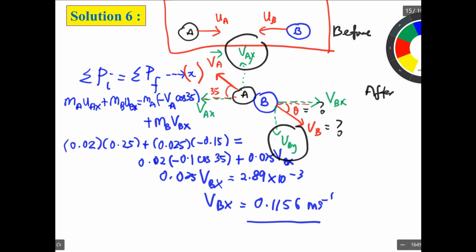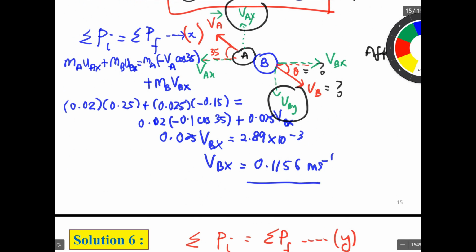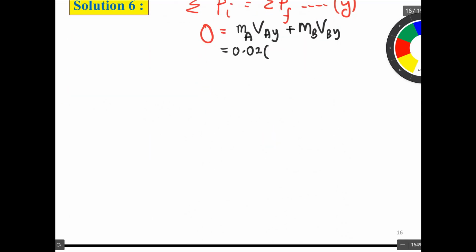Okay, so bila ada, so kita kena letak lah. Okay. M mass A VAY plus mass B VBY. Okay, so is equal to, mass A kita adalah 0.02 darab dengan AY, direction ke mana? Upward. Nampak? AY kita upward, ke atas. So, positif. So, 0.1 sin 35 plus MB kita 0.025 darab dengan VBY. Tak payah letak cos ke sin ke sebab dia tak bagi nilai sudut.